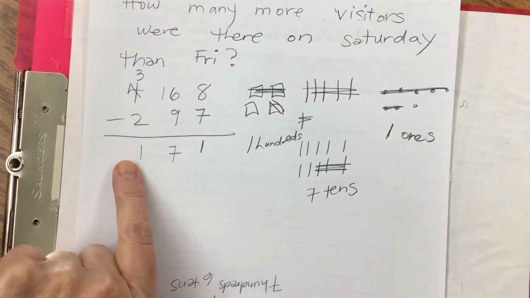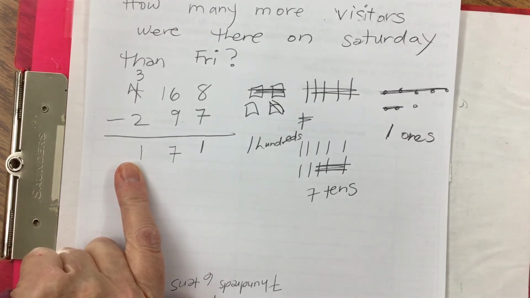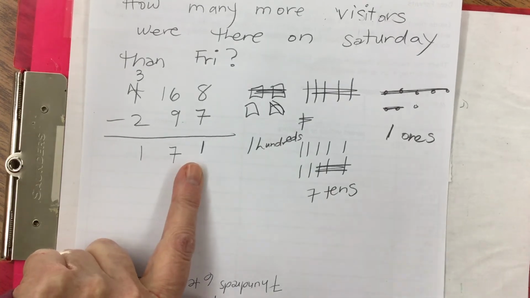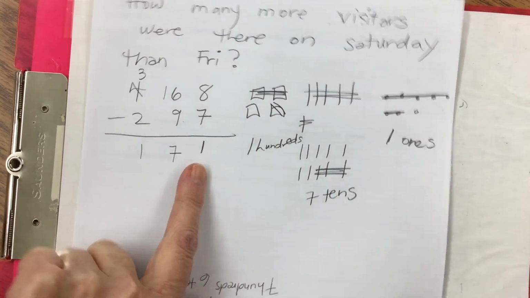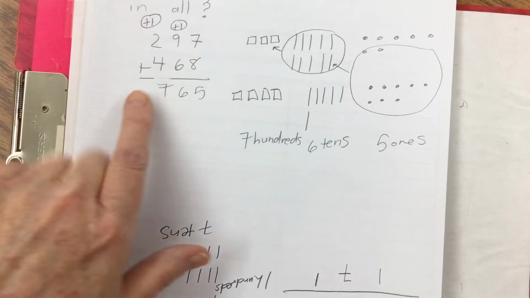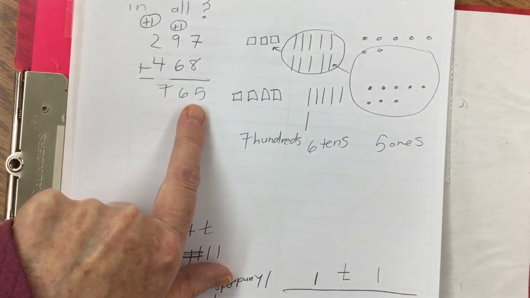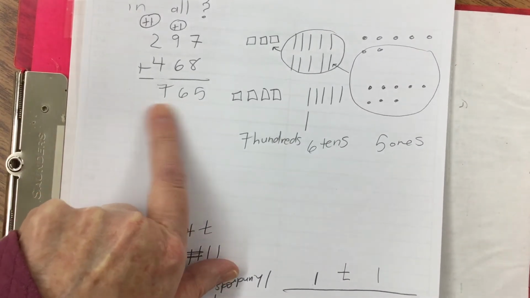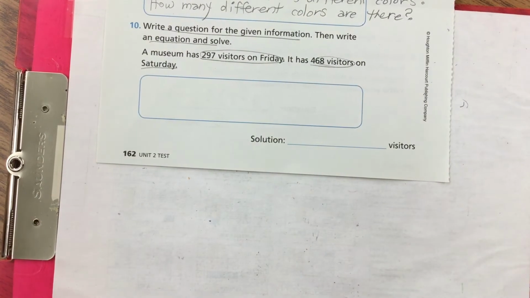So you could have written addition or a subtraction. If you wrote a subtraction problem saying how many more visitors were there on Saturday than Friday, you needed 171. And if you did your addition, how many visitors were there in all, or on both days? 765. Okay, let's move on to the next problem.